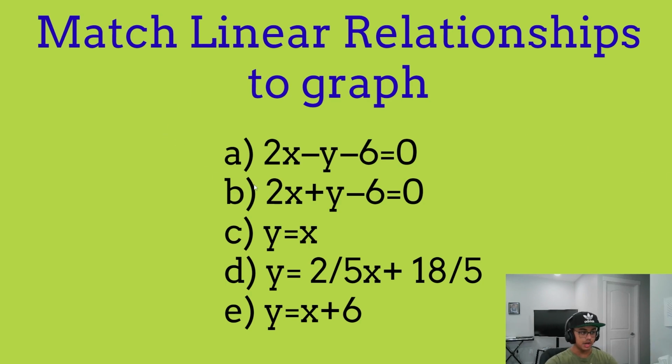So we have 5 of them here, and we're listing them as A, B, C, D, and E. For our first one we have 2x minus y minus 6 is equal to 0. For B we have 2x plus y minus 6 is equal to 0. Then for C we have y is equal to x. For D, we have y is equal to 2/5x plus 18/5. And for E, we have y is equal to x plus 6. So these are going to be the linear relationships that we're going to be graphing today.